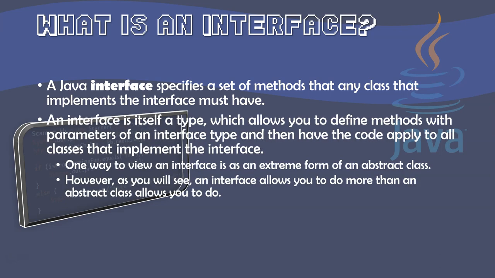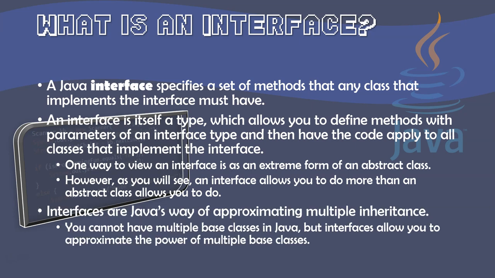An interface is itself a type, which allows you to define methods with parameters of an interface type, and then have the code apply to all classes that implement that interface. One way to view an interface is as an extreme form of an abstract class. However, as we're going to see, an interface allows you to do much more than simply what an abstract class could allow you to do.